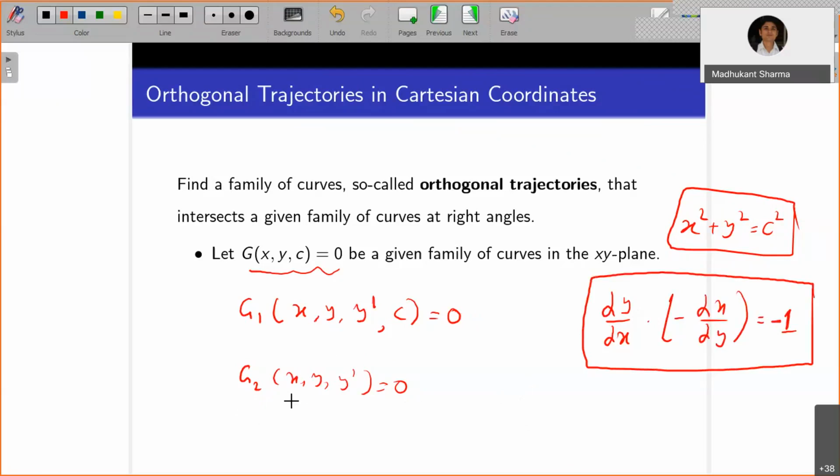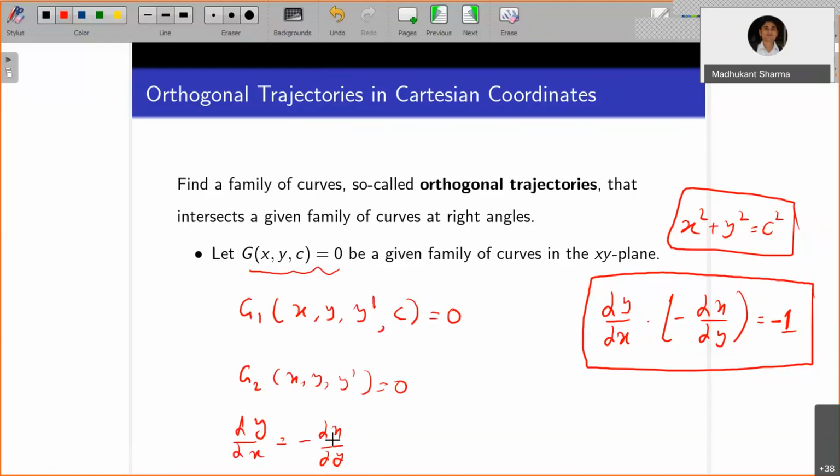You are going to replace y dash, or dy by dx, in the obtained family by minus dx by dy, and then solve it back. After replacing y dash by minus dx by dy, you solve the equation. You will obtain a new family where at each point the derivative for the original family is dy by dx and the tangent of the other family is minus dx by dy.